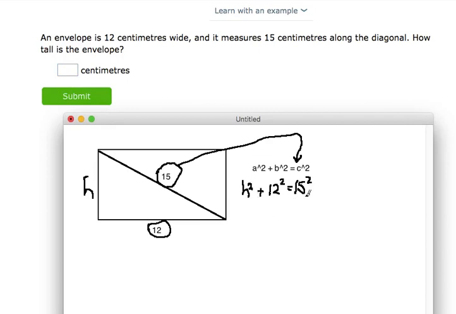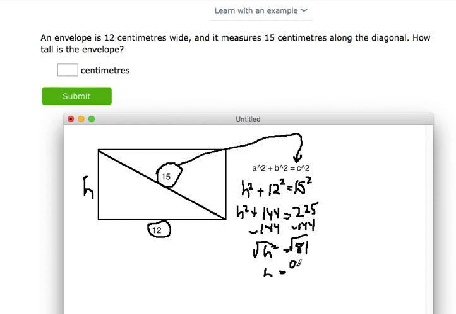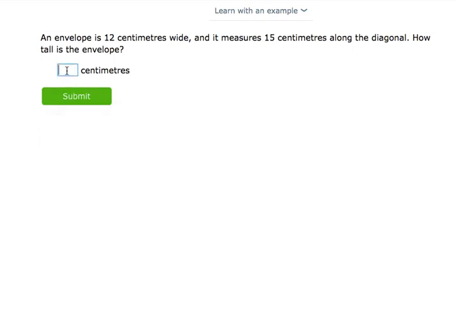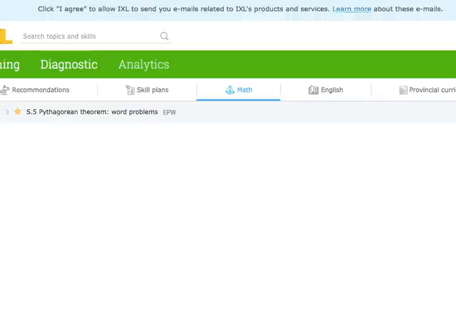Now that I've got everything in the right place, this is going to be pretty easy to do. 15 squared is 225. 12 squared is 144. So h squared plus 144 equals 225. I subtract 144 from both sides to get my h squared all alone. And if I know that h squared is 81, I just square root 81 to find out that h is 9. So how tall is the envelope? The answer I can tell is 9 centimeters.